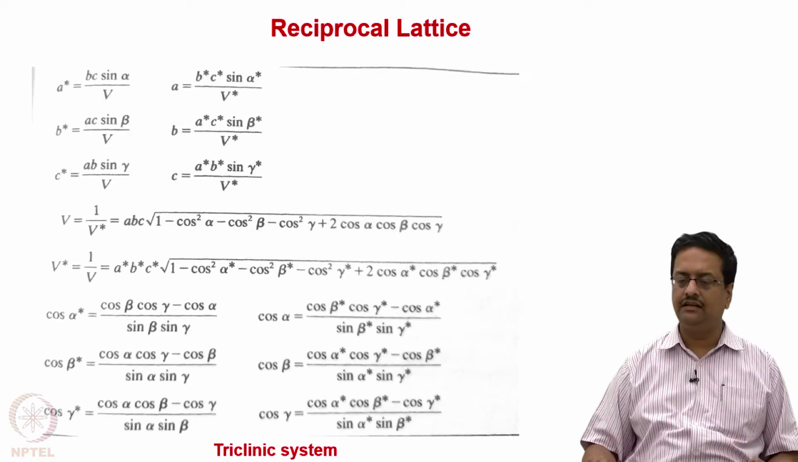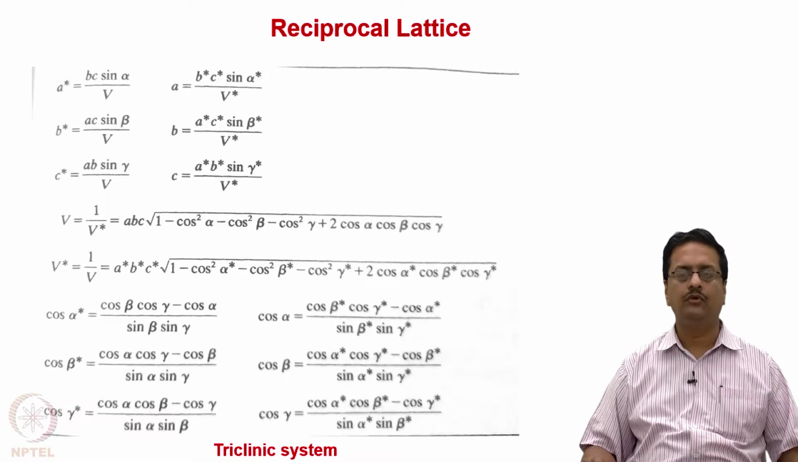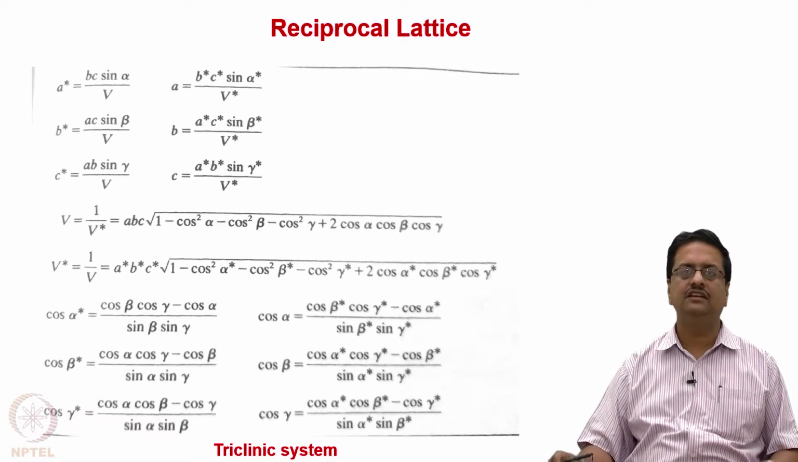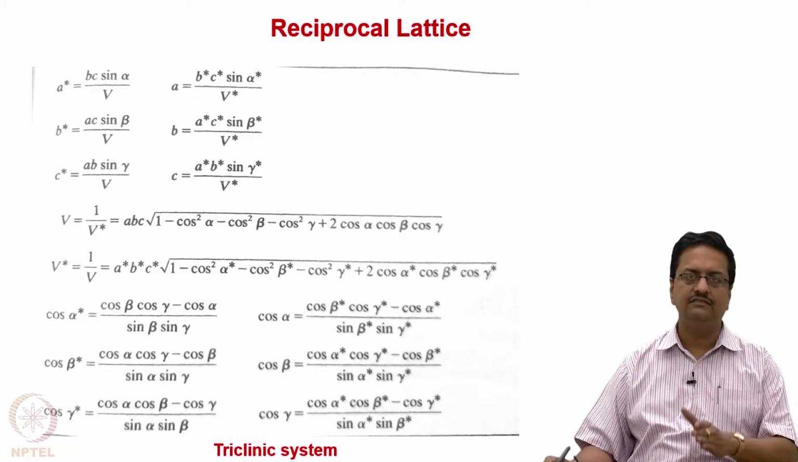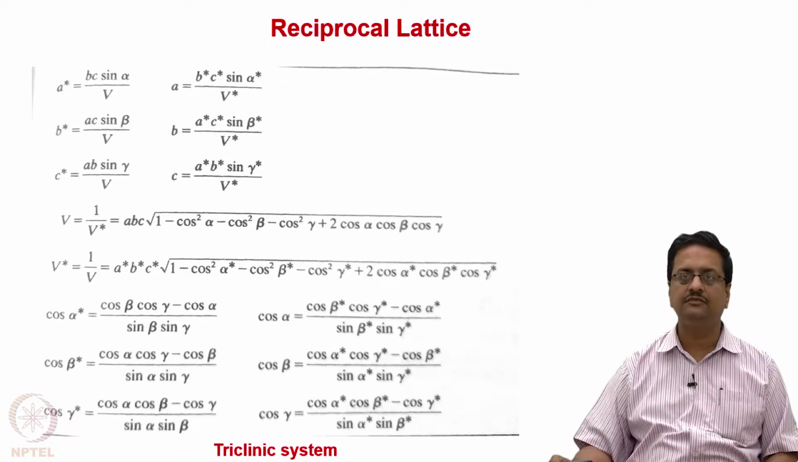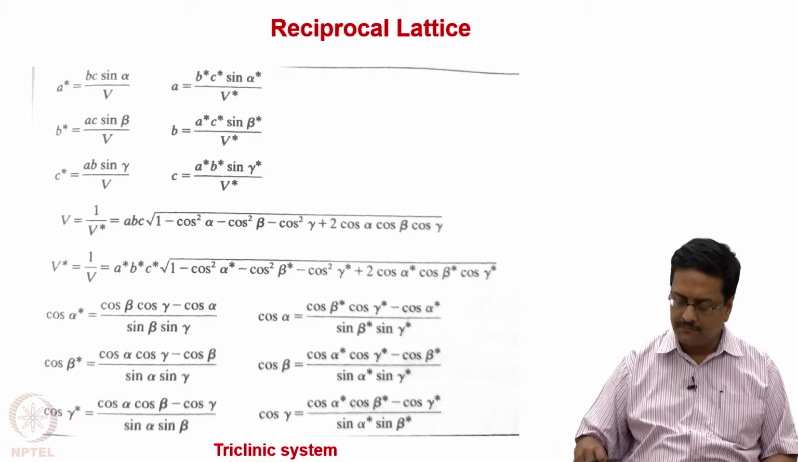In case of triclinic, this representation becomes even more complicated because the angles alpha, beta, gamma are all non-90 degrees and hence the relationships are more complicated, as I have shown here in this presentation, which is also taken from a textbook.